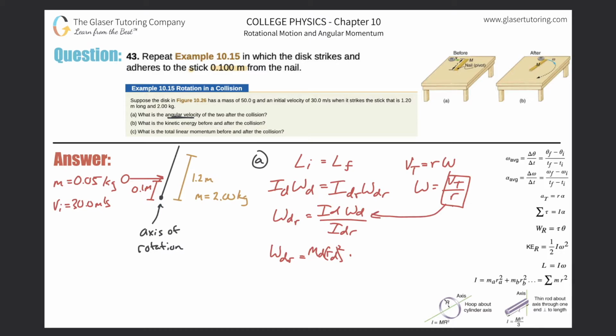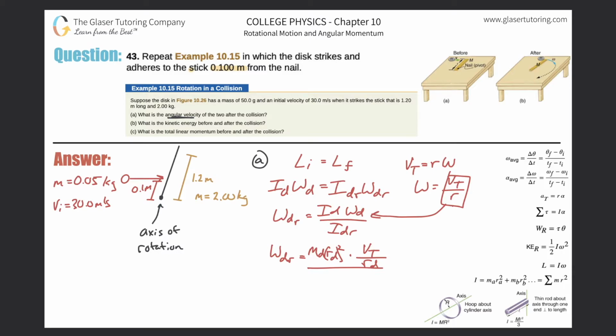Okay? So now I have the tangential velocity, which is just the linear velocity. That's all that is. Divided now by the radius of the disk. And that's it. I was like, is it squared? No, it's not squared. And then divided now by the total moment of inertia of the entire system.